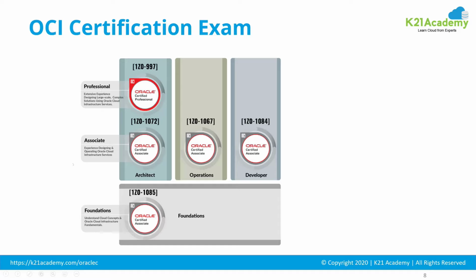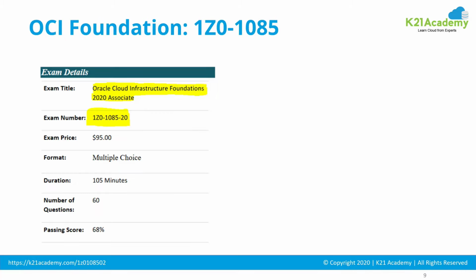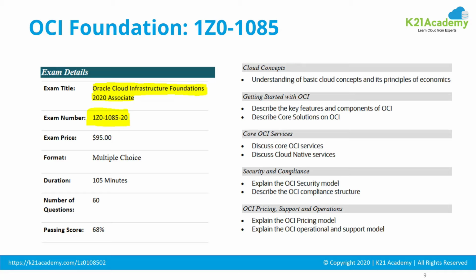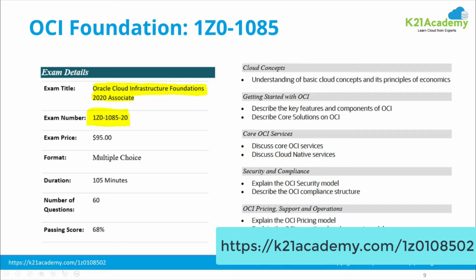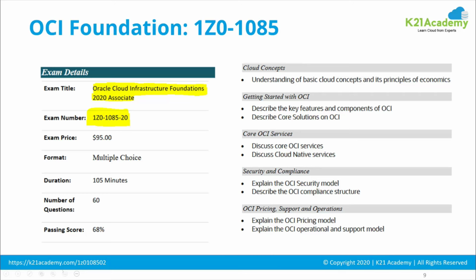Now, very quickly, in order for you to do associate, foundation is not mandatory, but it helps. But for professional, you should be architect associate 1Z0-1072 certified. Now, if you want 1085, which is the foundation, there are 5 topics that you should be learning. I've done a free video in the past about this 1Z0-1085 foundation. If you have not looked at it, then check this URL at the bottom, k21academy.com/1Z0-108502. There we have a free masterclass on how you can learn this foundation in 10 days. This free masterclass will be useful if you're a complete beginner in Oracle Cloud.